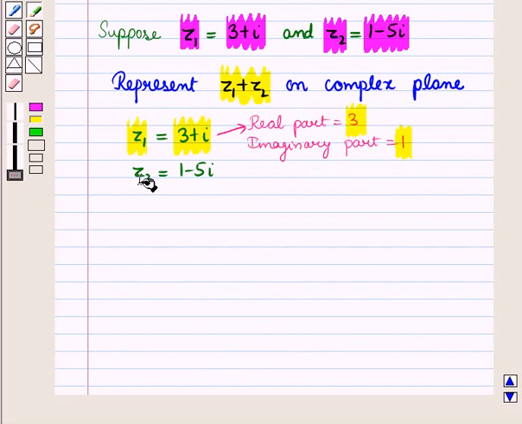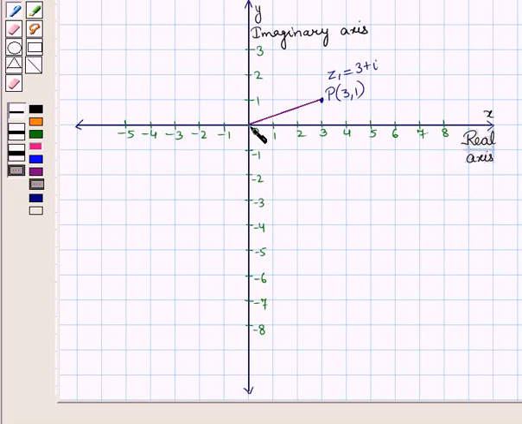Now we will draw complex number z2, which is equal to 1 minus 5 iota, on the complex plane. Now here we see that the real part of this complex number is 1 and the imaginary part is minus 5. So we move 1 unit right and 5 units down, and we reach this point. Let this point be Q. So we have this point Q with coordinates 1, minus 5, which represents the complex number z2, which is equal to 1 minus 5 iota. Now join OQ.